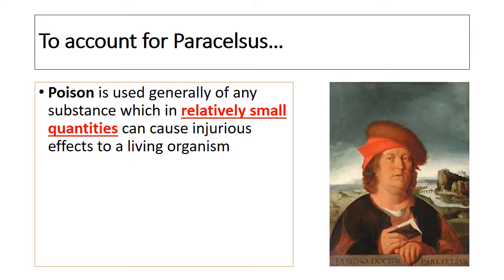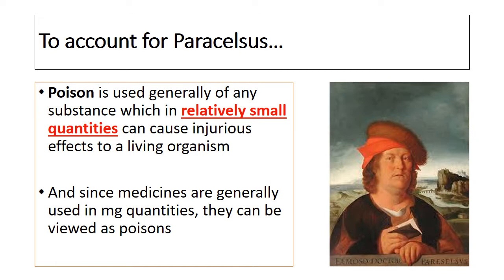Now my question is, since medicines are generally used in small quantities and you don't really need truckloads of drugs in order to be poisoned, can we then term them as poisons? When we teach students in pharmacy, we always tell them that medicines should generally be viewed as poisons, because you don't really need truckloads in order to cause toxicity to someone. Since medicines are generally used in milligram quantities, they should be viewed as poisons.